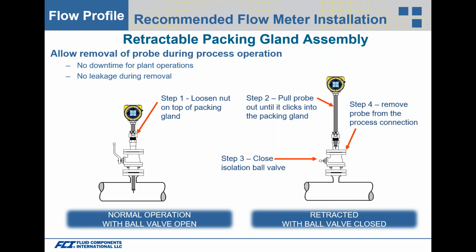What we do is, if we want to remove that flow element without shutting down the process, we loosen the top nut on that packing gland. That allows us to extract, step 2, the flow element and the probe up into the packing gland itself where it clicks in. And then step 3, we close the isolation ball valve. And then step 4, remove the probe from the process connection. And you never had to shut down the process.